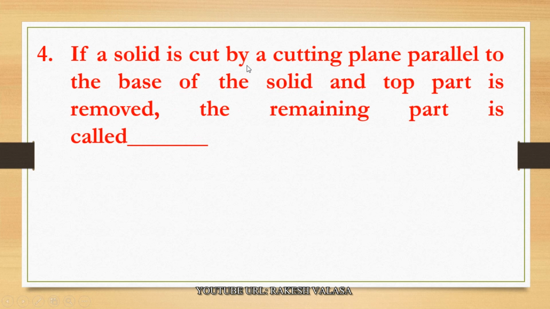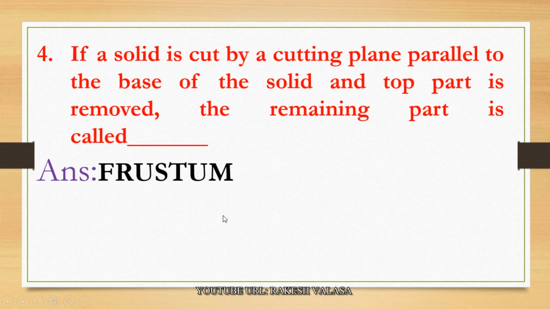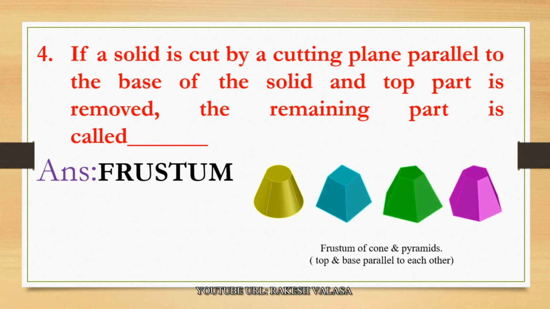Question number 4. If a solid is cut by a cutting plane parallel to the base of the solid and the top part is removed, the remaining part is called. The answer is frustum. You can see these images. Here the first solid is a cone, the second one a square pyramid, the third one a pentagonal pyramid, the fourth one a hexagonal pyramid. When you take one cutting plane that is parallel to the base of the solid and the top part is removed, the remaining part is called a frustum.